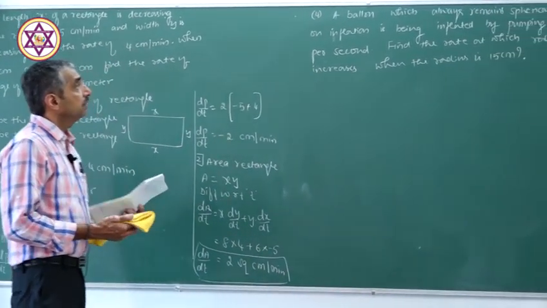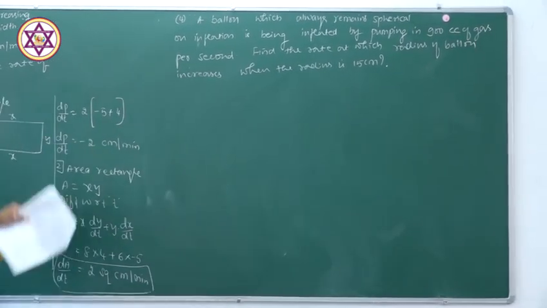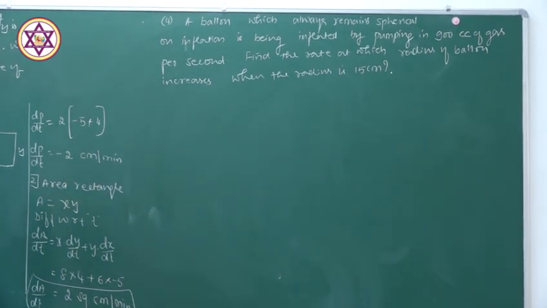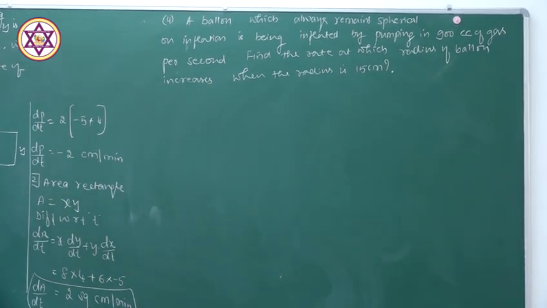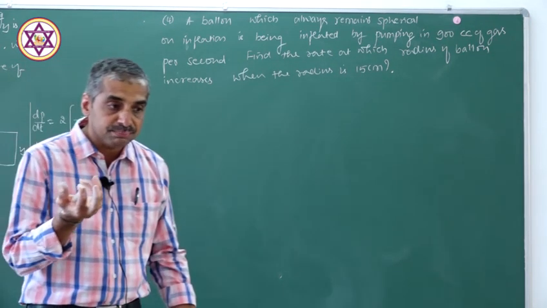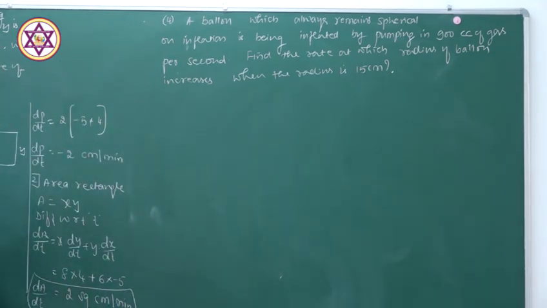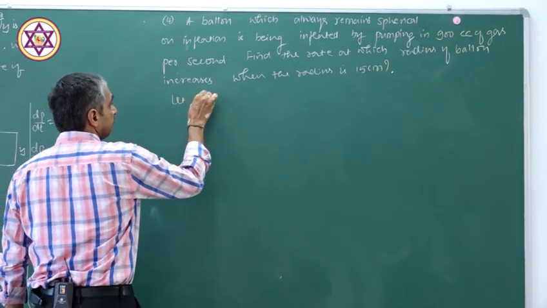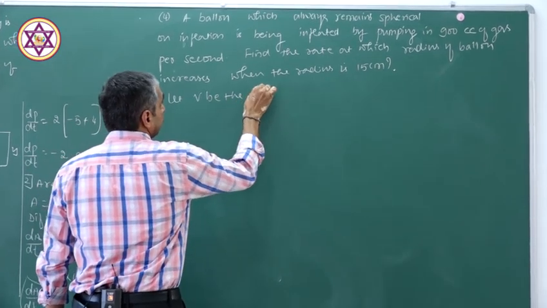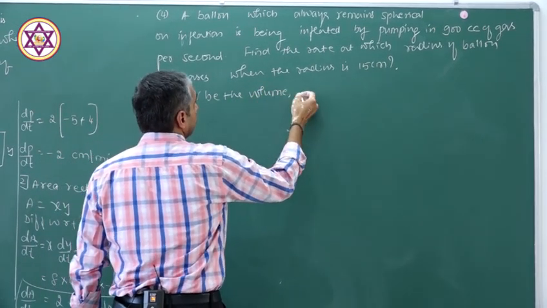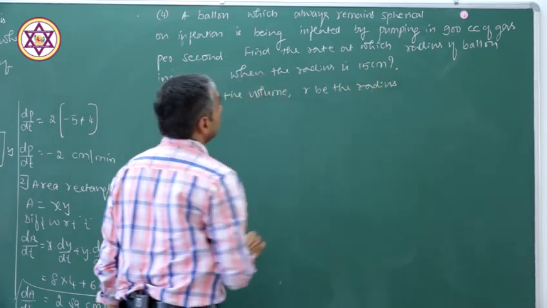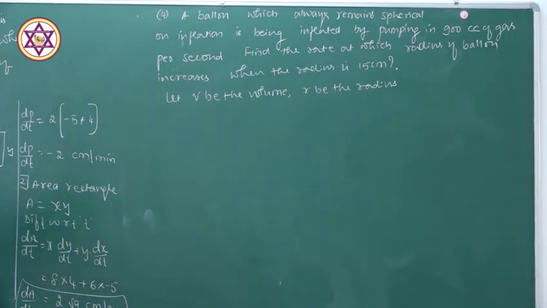Now, we come to the next one. A balloon which is always spherical, on inflation, it is inflated by pumping 900 cubic centimeters of gas per second. Spherical shape, a balloon which is in the form of a sphere. Find the rate at which the radius of the balloon increases. Let V be the volume and R be the radius. This is the data he has given.